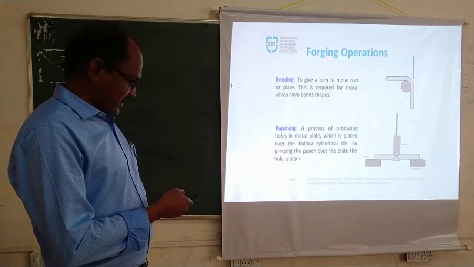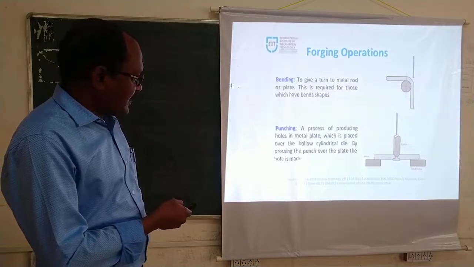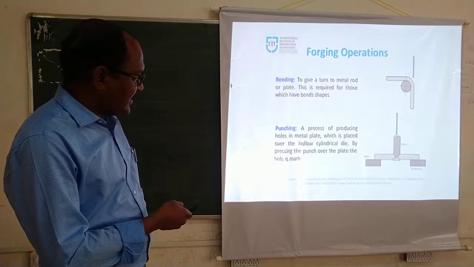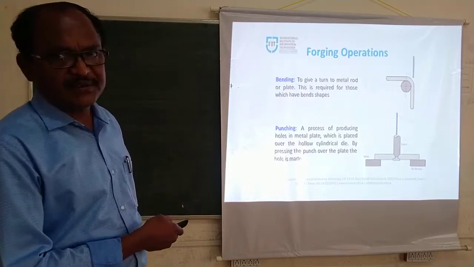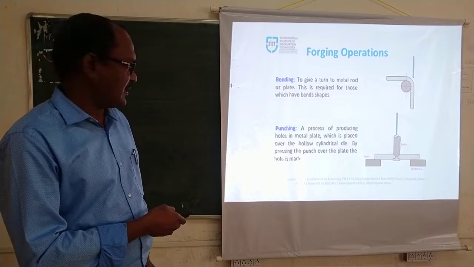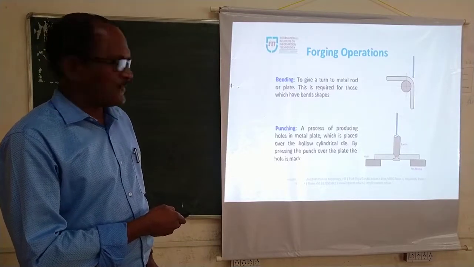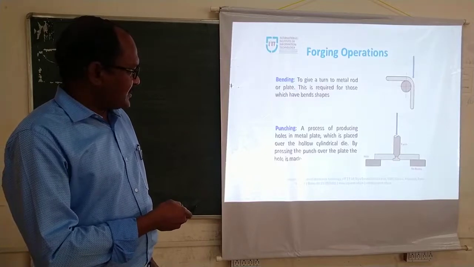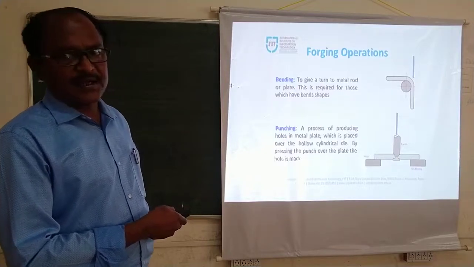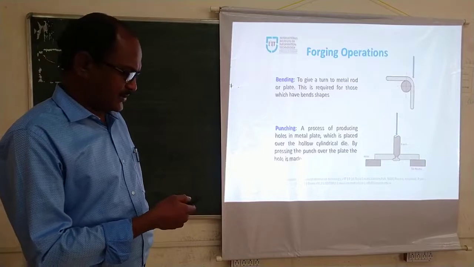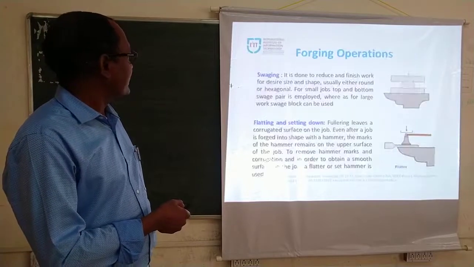Bending and punching. So this is the punching operation. A chisel or punch is used and you are drilling a hole inside the workpiece by means of forging operation. You hold the workpiece on these two die surfaces and by means of a punch you are able to produce a cylindrical hole inside the workpiece. So that is the punching operation.